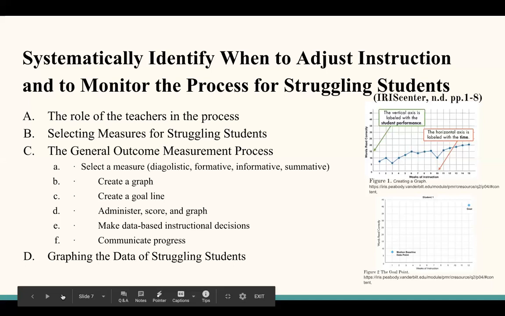The horizontal axis represents time, days, weeks. We could also use software to assess students' performance.